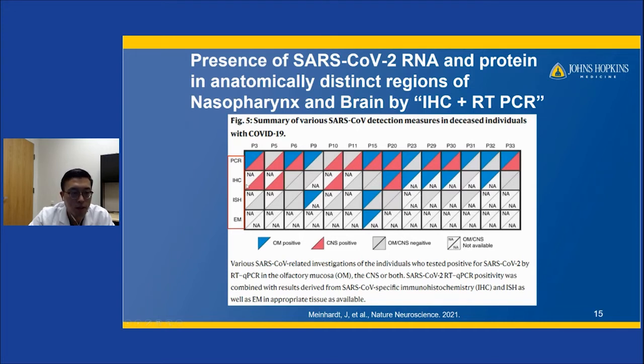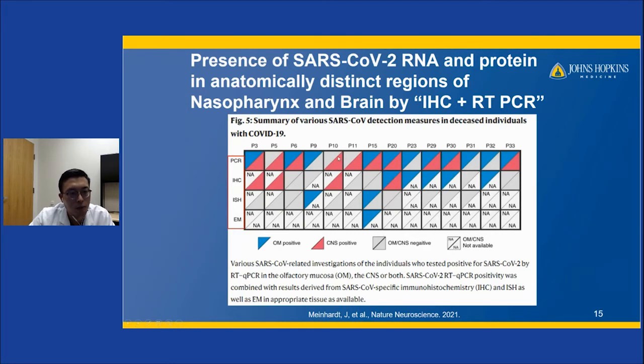ISH and immunochemistry positive findings, actually similar to a prior study. And they looked at PCR, immunochemistry, ISH, and electron microscopy, so different ways of analyzing the brain tissue. You can see this is olfactory mucosa, OM positive, blue triangle, and then CNS positive is the pink or red triangle. And you can see PCR in these different individuals.